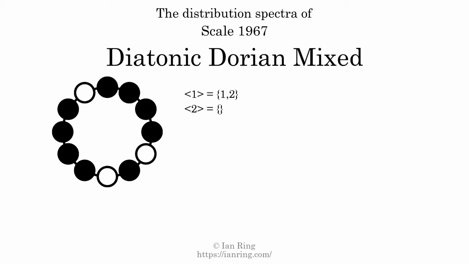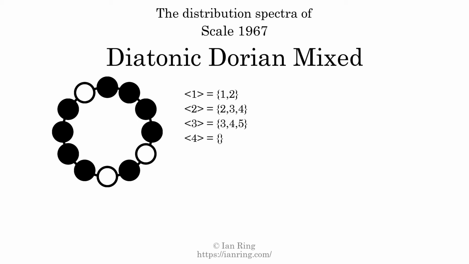The generic interval of 2 scale steps comes in 3 different specific interval sizes, 2 semitones, 3 semitones, and 4 semitones. The spectrum width of this generic interval is 2. The generic interval of 3 scale steps comes in 3 different specific interval sizes, 3 semitones, 4 semitones, and 5 semitones. The spectrum width of this generic interval is 2.